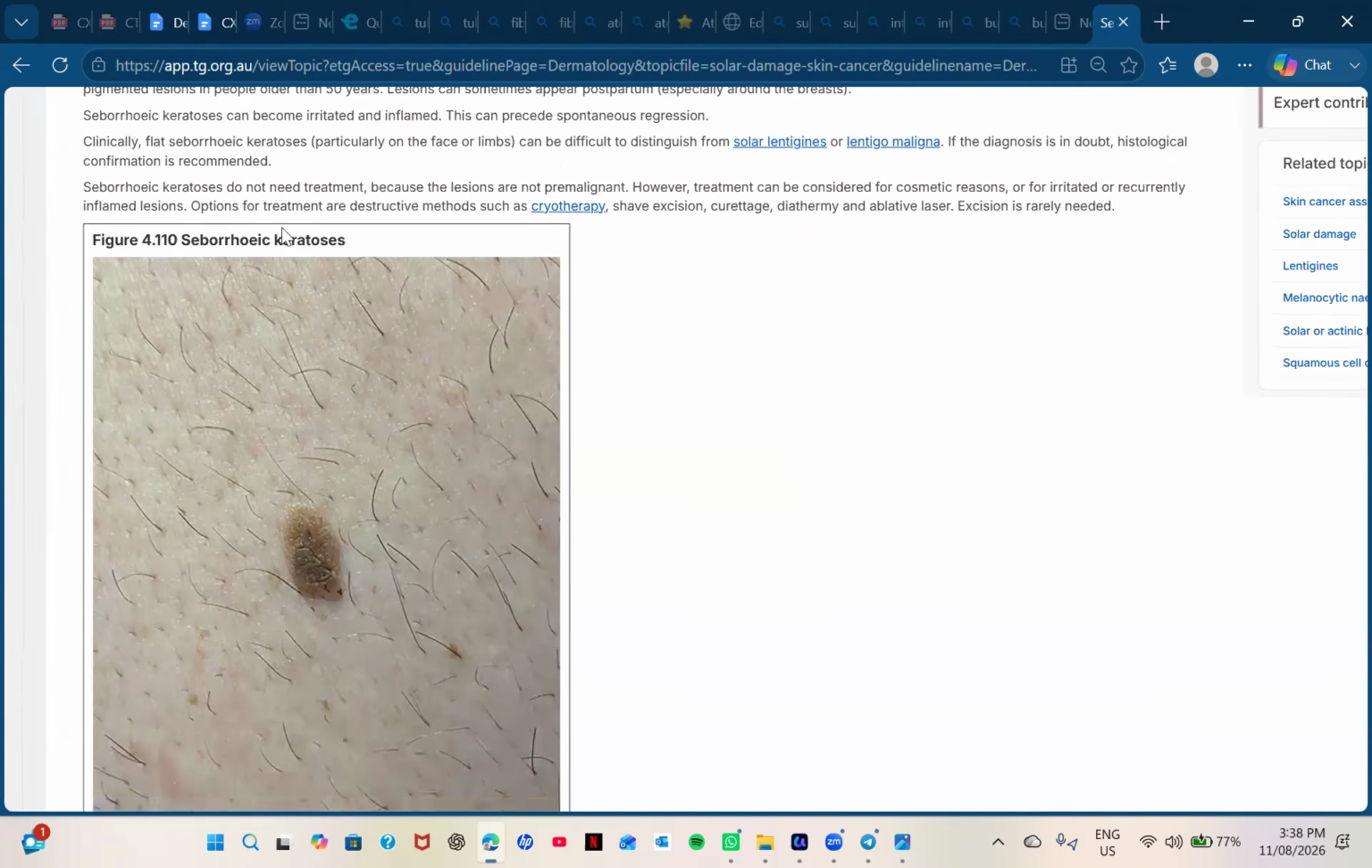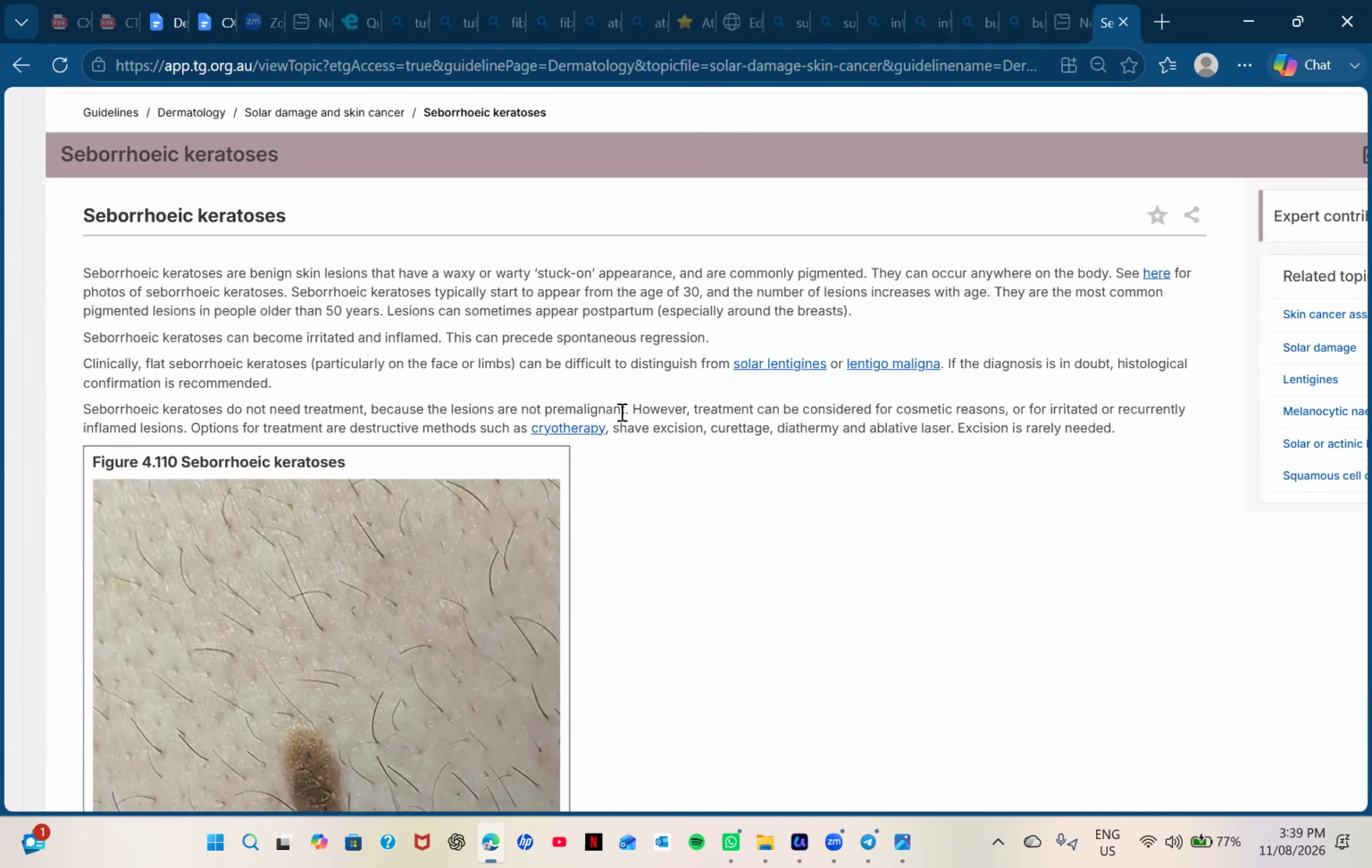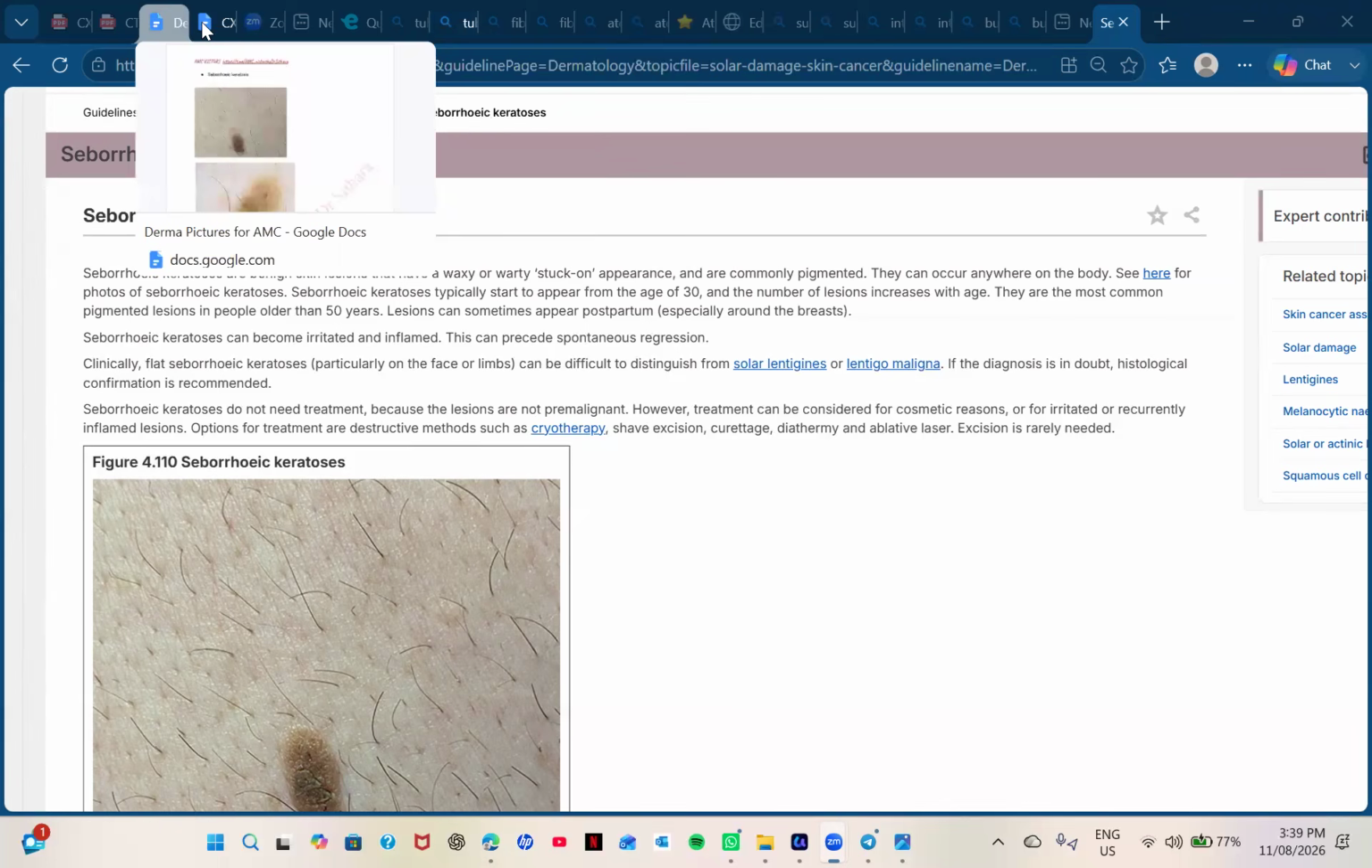They do not need treatment. Very important, they do not need treatment, because the lesions are not pre-malignant. However, treatment can be considered for cosmetic reasons or for recurrent inflammatory lesions. For treatment, you can use destructive methods like cryotherapy. Shave excision, curettage, diathermy, or ablative laser excision is rarely needed. Seborrheic keratosis is not pre-malignant.